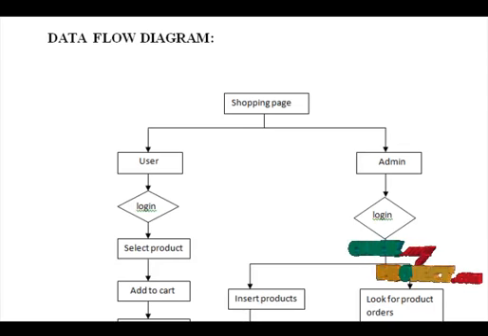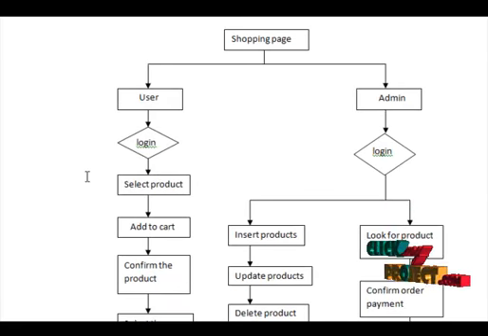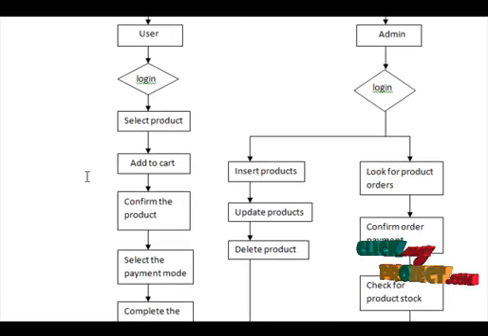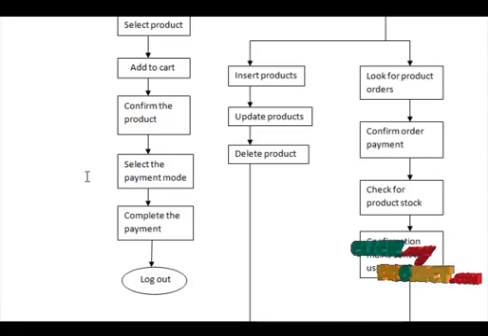Once the user is authenticated, the user has the rights to select products and add them to the shopping cart. The shopping cart is nothing but the number of products selected for purchasing online. Finally the user confirms the products, or can revoke a selected product, selects the payment mode, completes the payment, and can log out.